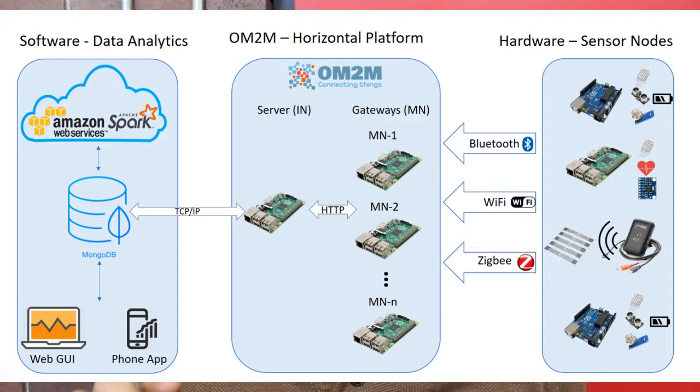Next, we see different types of protocols being used. This is important because, like our hardware independence, we're also protocol independent to some degree. We don't need to use only Wi-Fi, we can use Zigbee or Bluetooth.